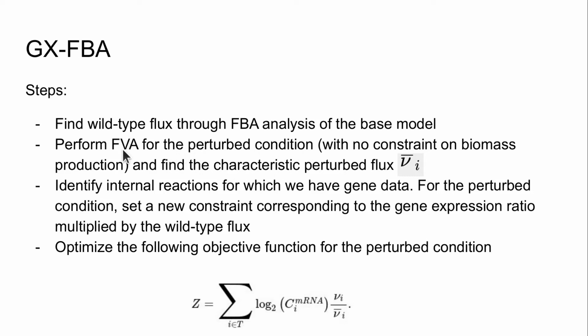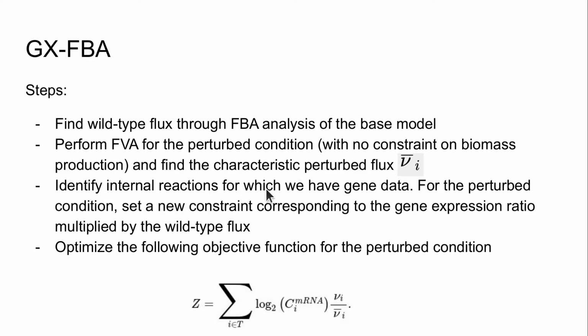And so we perform FVA for that perturbed condition, and we will now get an upper and a lower bound for each flux in that perturbed condition. And we're not going to have any constraint on the biomass. We really just want to see for each reaction what is the absolute maximum flux that we can run through it. And from that we're going to find something that we call the characteristic perturbed flux, which is essentially the mean of the upper and lower bound for that reaction identified by FVA.